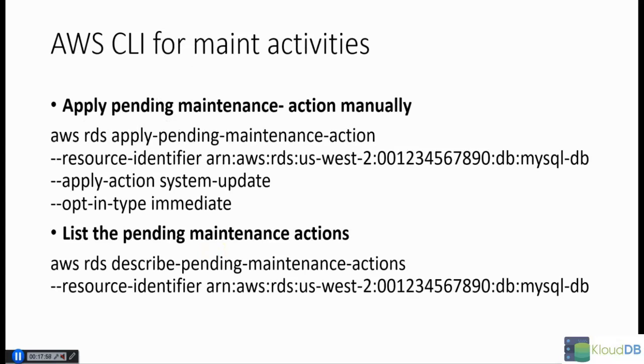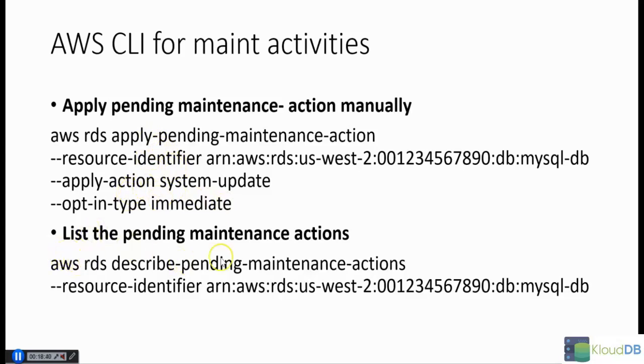And let's say there's a pending maintenance, and you want to apply it manually. You can do that using this command: aws rds apply-pending-maintenance-action, with apply action and opt-in type immediate. Sometimes what happens is you don't want to wait for the next maintenance window and you have a time slot available where the database is not being used, and you want to apply it manually before it occurs automatically. You can just do this as well. You can do that using this method, and you can also do it via the console.